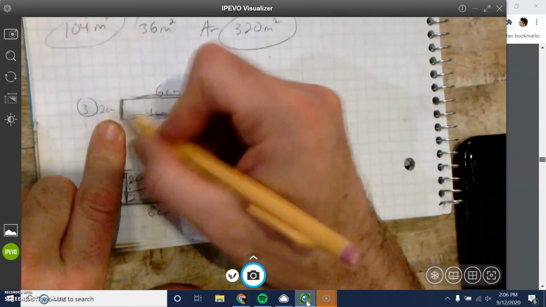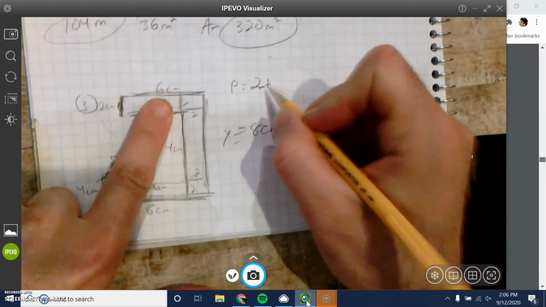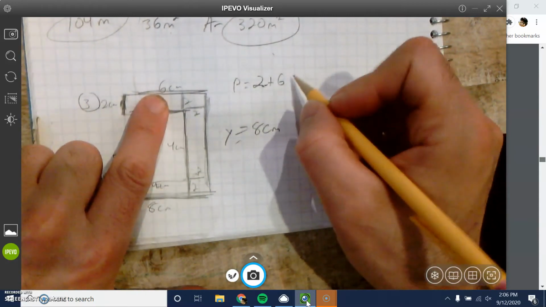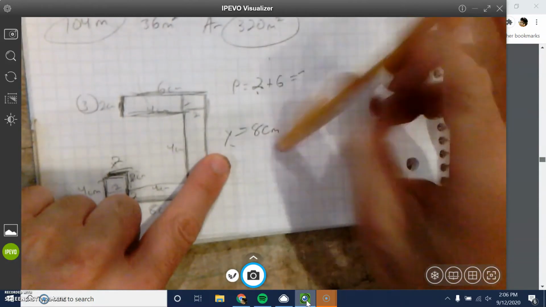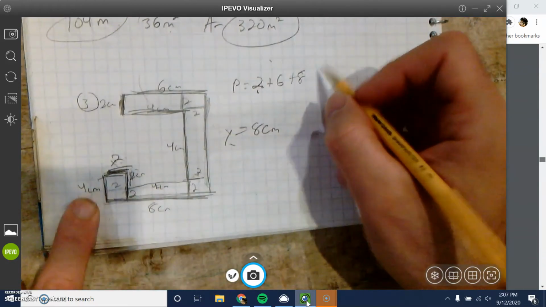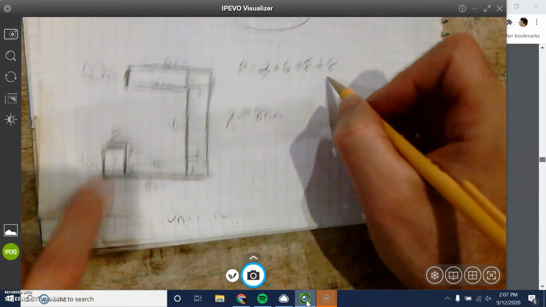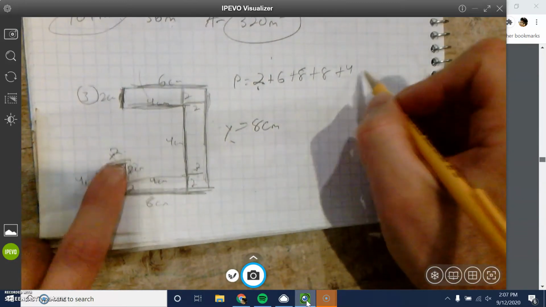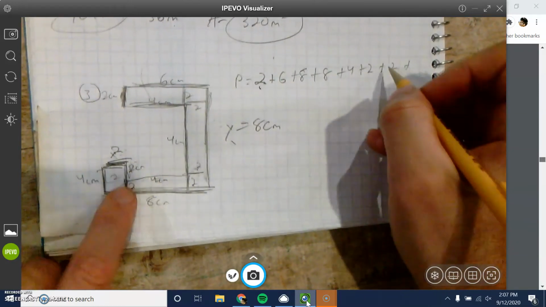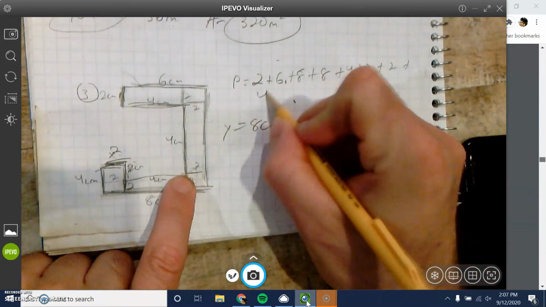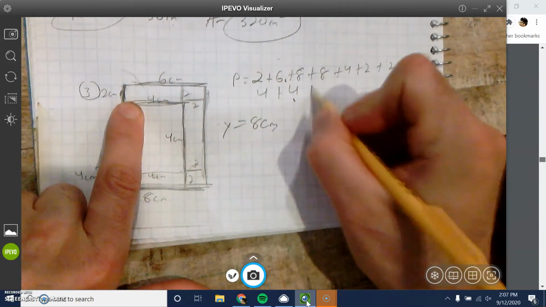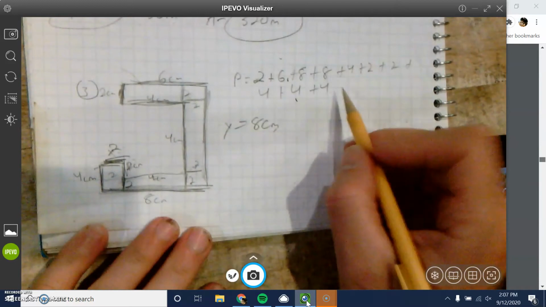So let's start here. 2 plus 6. Make sure you only do the outside. I know I got some inside stuff. Make sure you got the outside. 2 plus 6 plus this, which is Y, which is, plus 8 plus this, which is also 8, plus here, which is 4, plus 2, plus this little part, which is 2, plus 4 here, plus another 4 right here, plus another 4, and then back to 2 where I started.